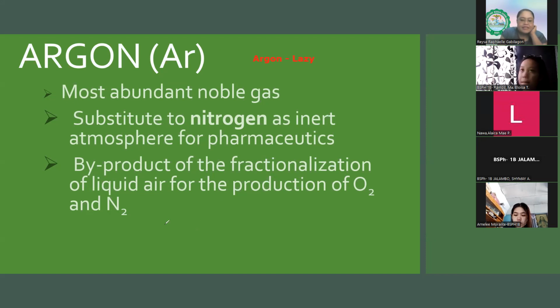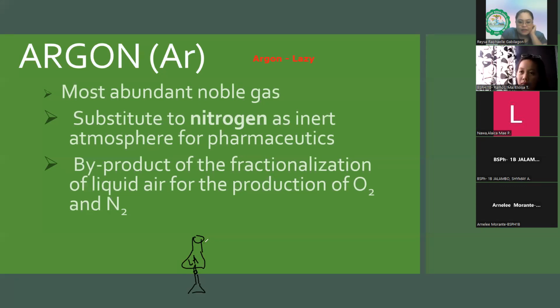Wala pa. Sige. So, pag sinabing distillation, example, you have here a flask. Nandito yung liquid air natin. I-subject mo siya into heating. And then, i-subject mo siya sa distillation.